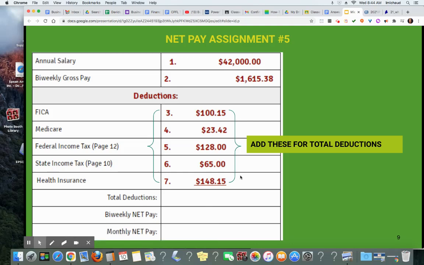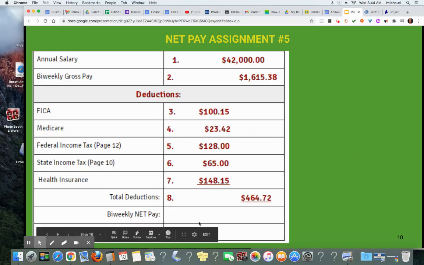Okay, don't wait for the answer now. Please do it. And then I will display the answer. Should be $464.72 is total deductions.